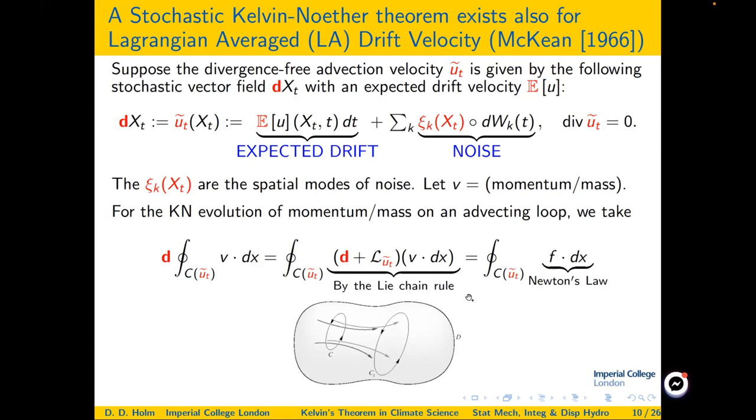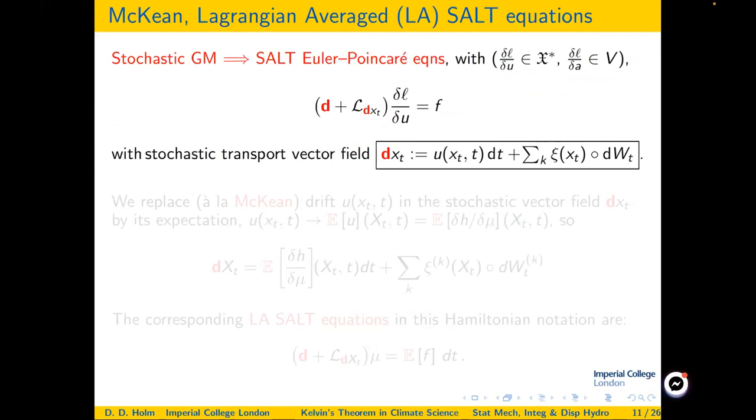Okay, so what does it look like? The stochastic geometric mechanics produces what's called the SALT Euler-Poincaré equations. The SALT stands for stochastic advection by Lie transport. So this is the form of the equations.